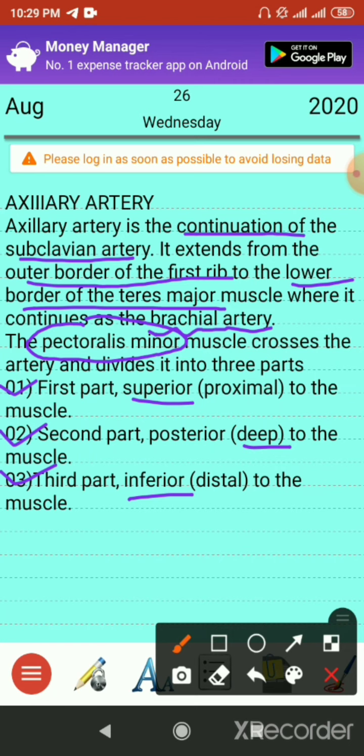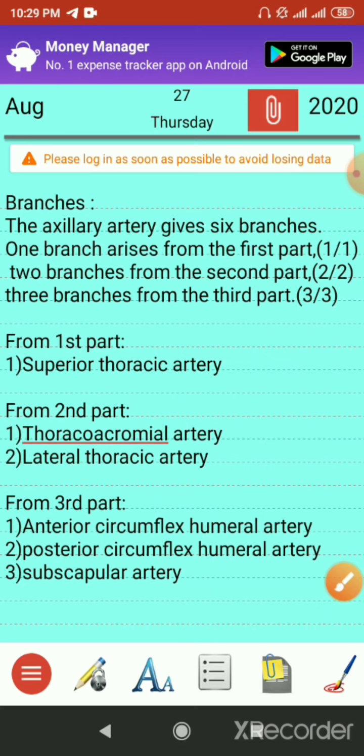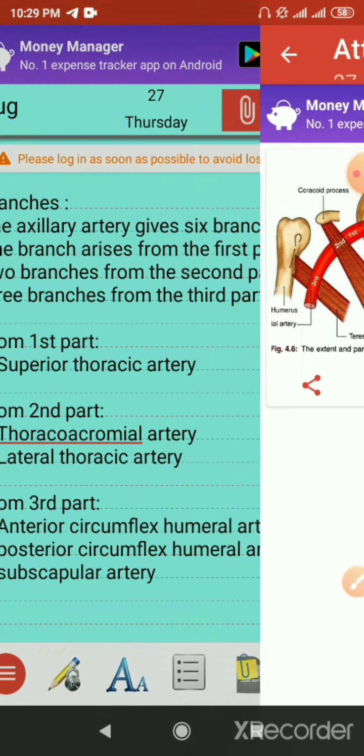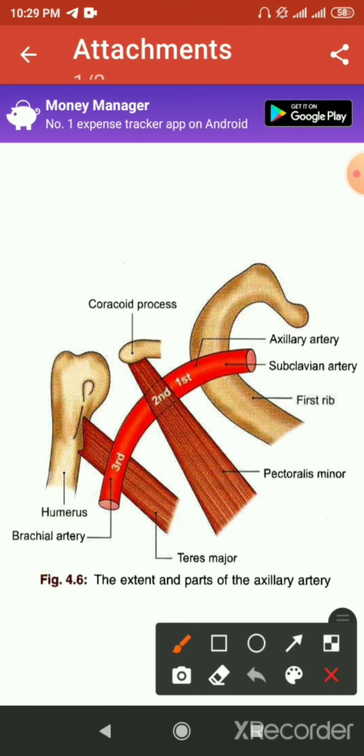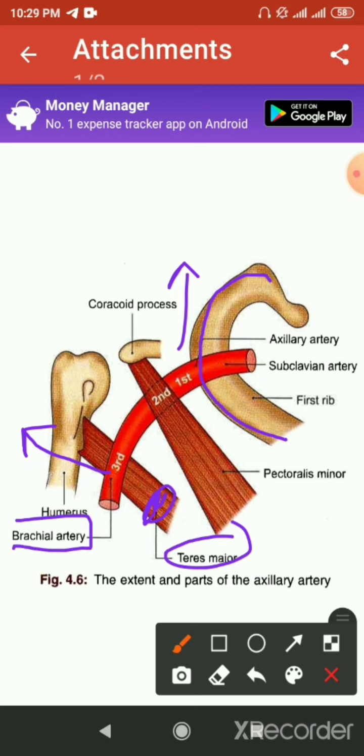So let's see. So this is the axillary artery. It starts from the outer border of the first rib. This is the first rib. So from the outer border it starts, and this is the teres major muscle, and it ends at the lower border of the teres major muscle, and then it continues as the brachial artery.